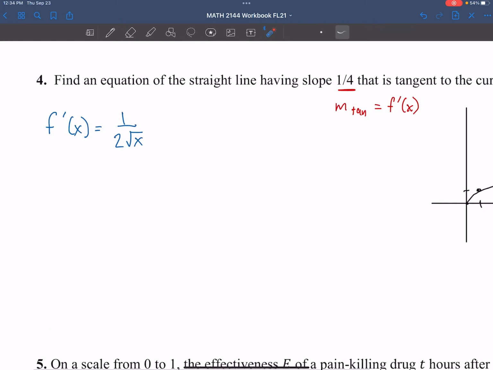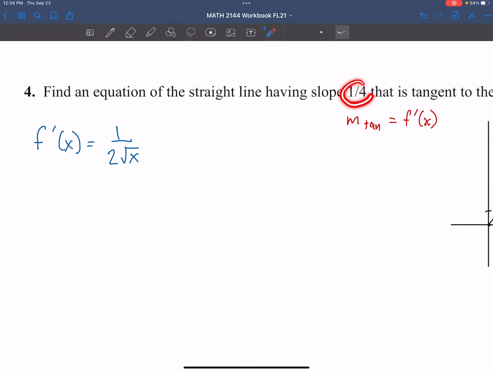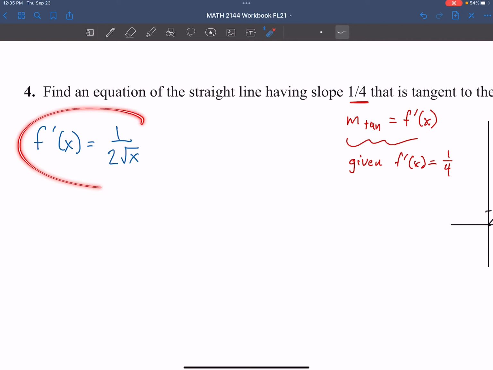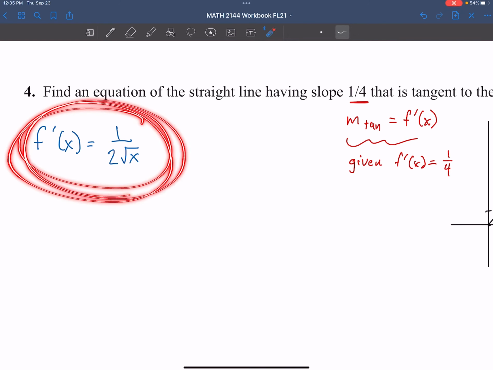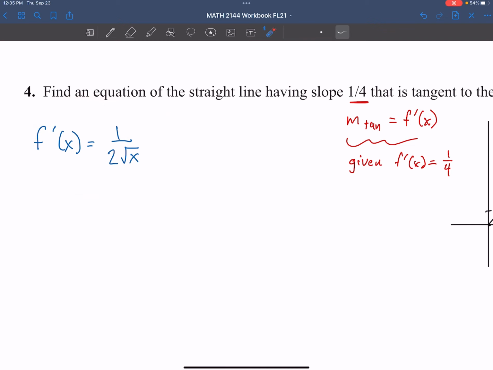The reason is, what is this 1/4? It is the slope. The derivative, f prime of x, is another way of saying the slope. So what we're given is that f prime of x is equal to 1/4. This right here is the general formula that we can use for the slope of the tangent line.